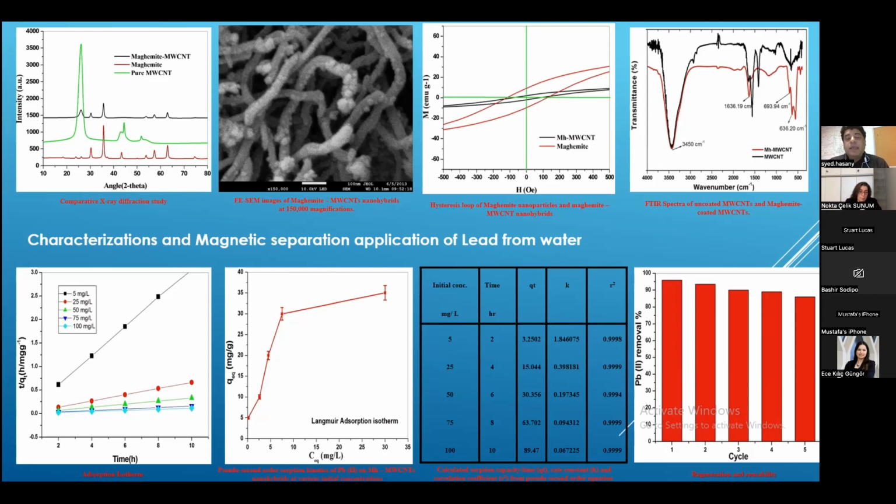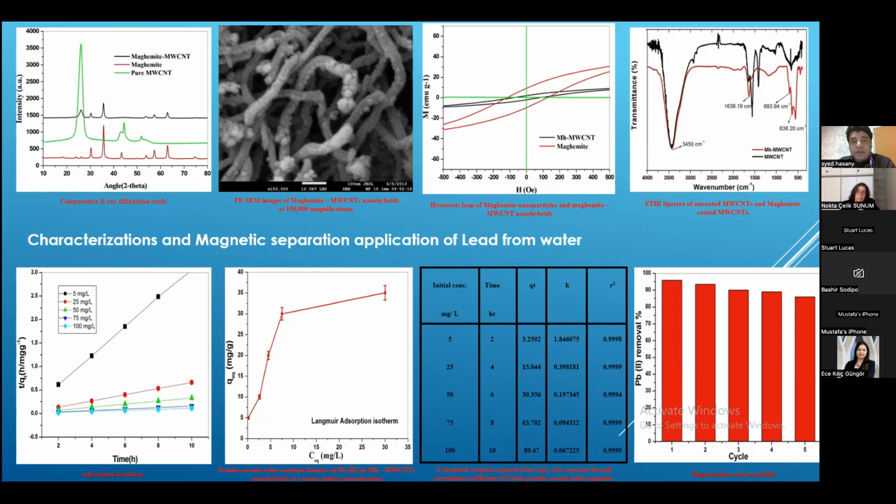We found that we can use these nanohybrids even after 5 cycles. We calculated the Langmuir constant as well, whereas the kinetic data was described by a pseudo second order model with a correlation coefficient of above 0.995.